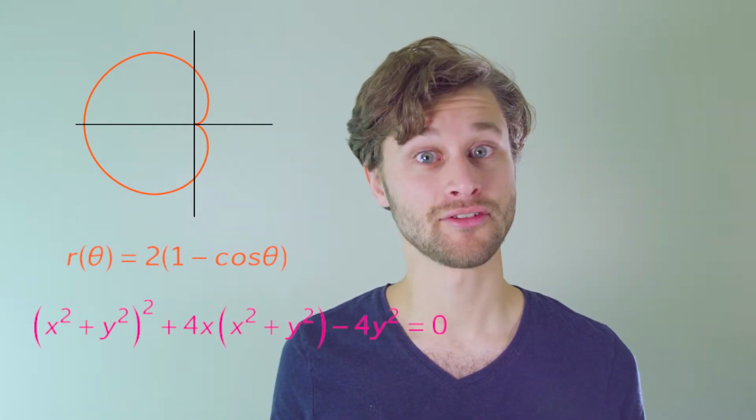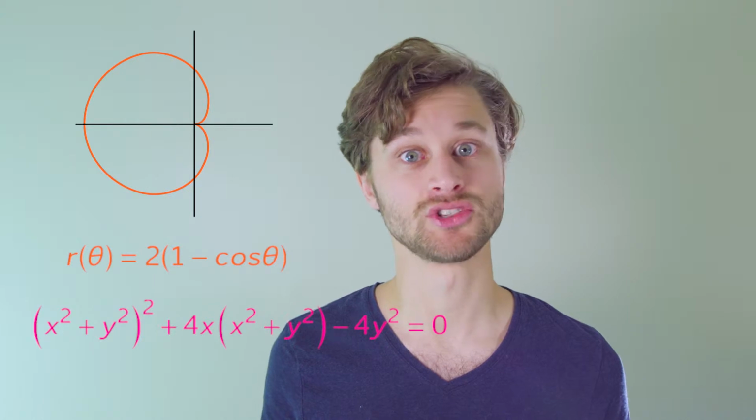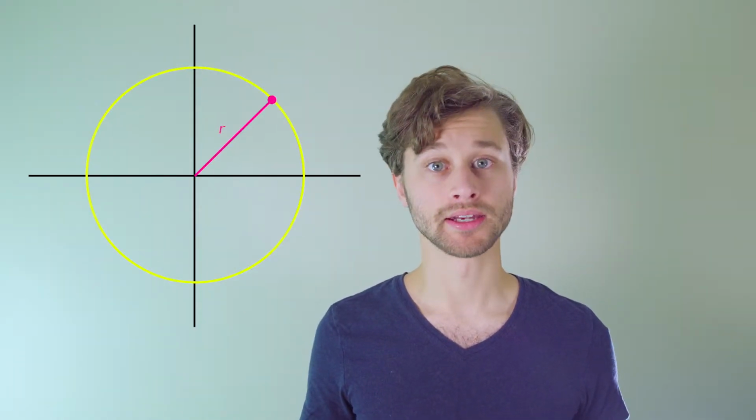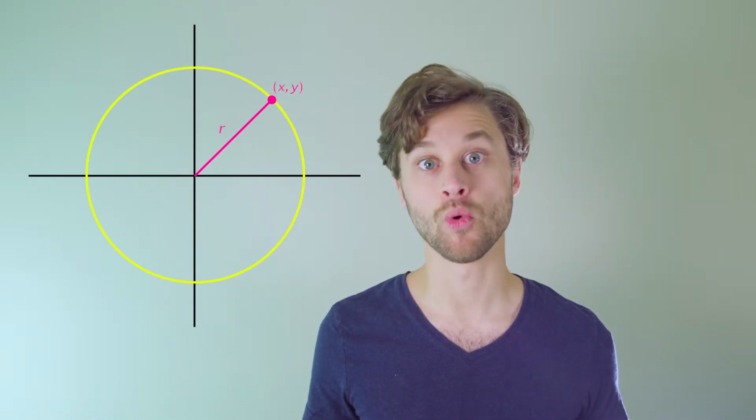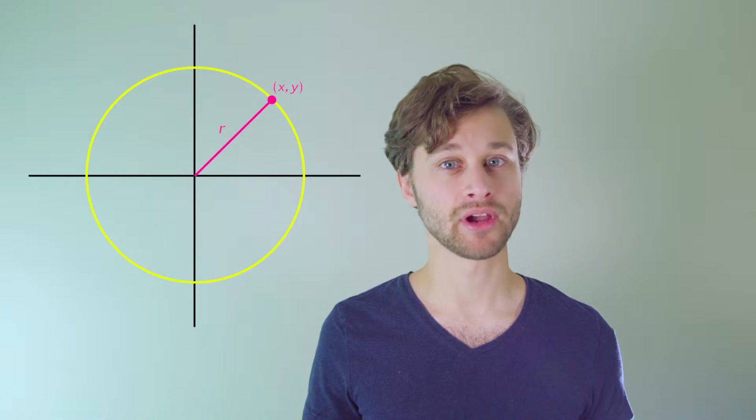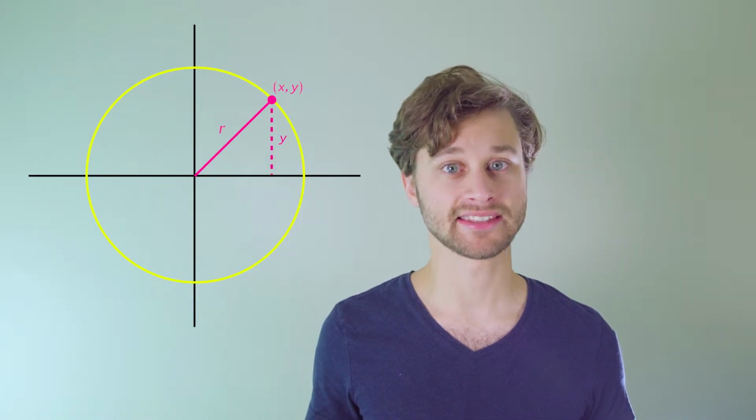Fortunately, there are several easy transformations between these two coordinate systems. So say I want to find my x coordinate based on an r and theta. So first, let's draw a circle of radius r centered at the origin here. Let's draw a line from the origin out to a point on the circle, say x, y. Let's drop a line from that point, x, y, down to the x-axis.